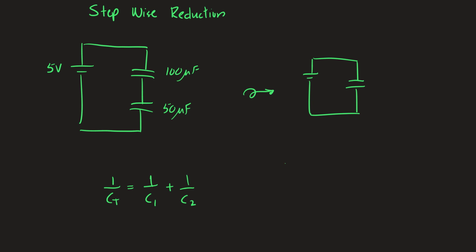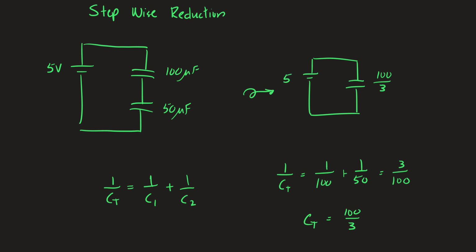So here's how we do it. We'll do 1 over CT equals 1 over 100 plus 1 over 50. We get common denominators of 100, does that make sense? Which will give me 3 over 100. That's not the answer. The answer has to be inverted, so I'll get 100 over 3 as my equivalent capacitance. So 100 over 3 microfarads.